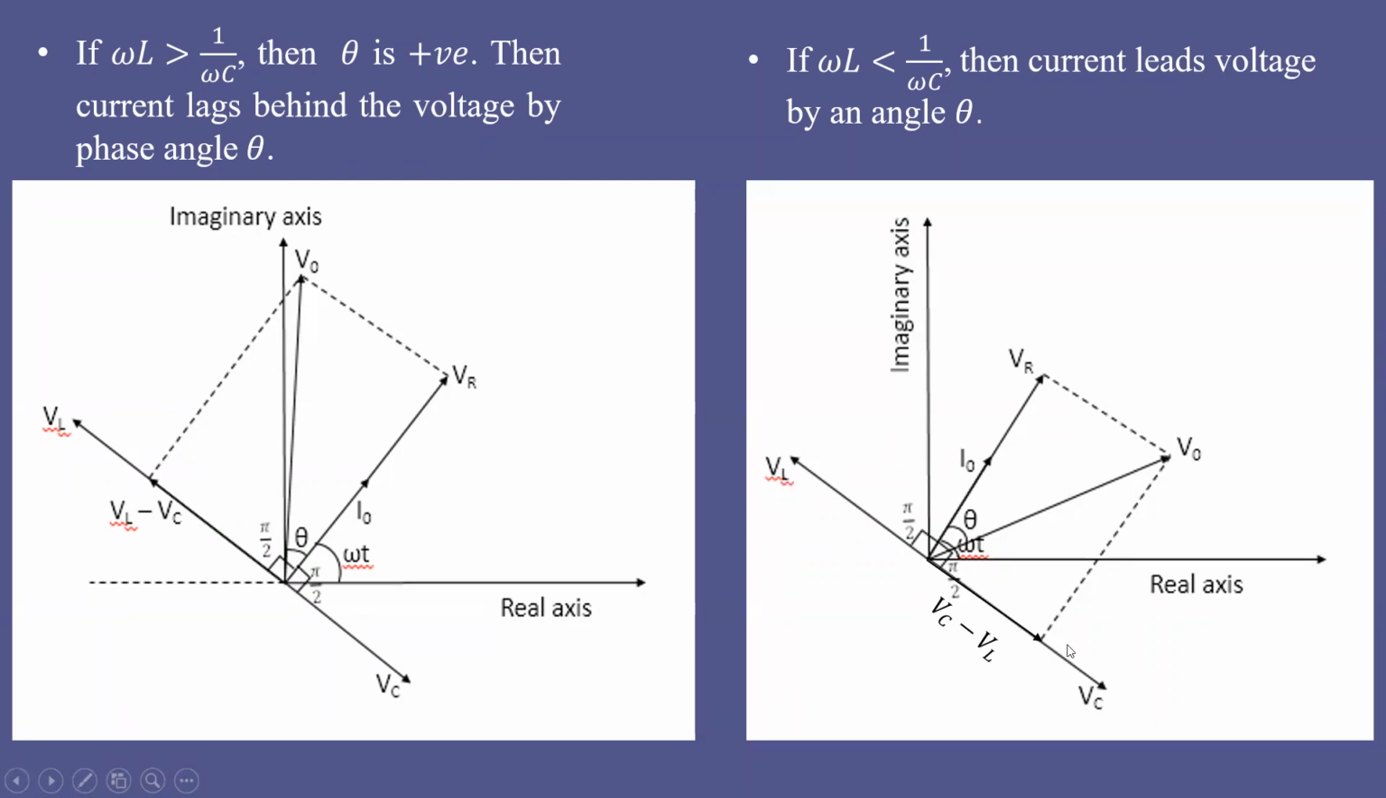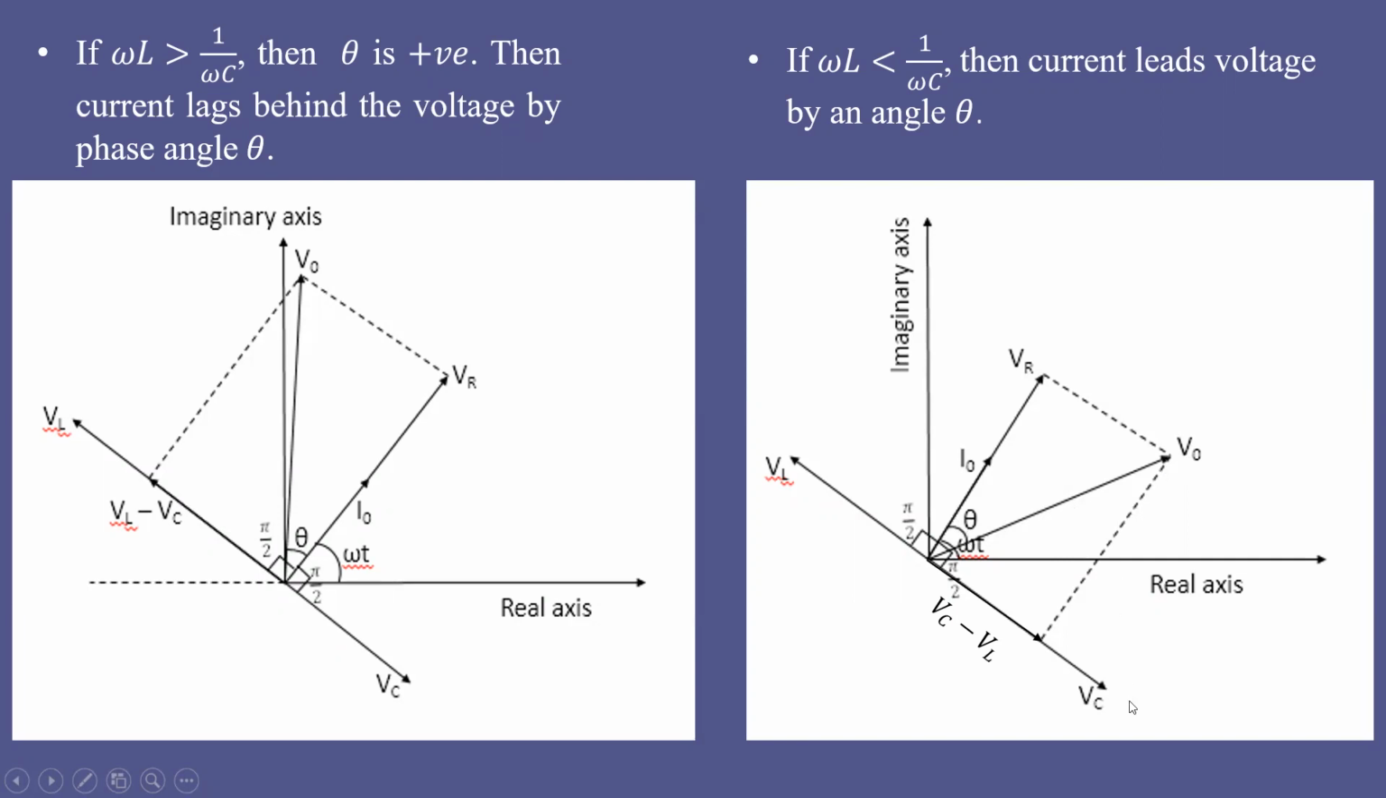And the resultant of VL and VC will be VC minus VL. That is represented along the direction of VC because VC is greater. So what is the resultant of VR and VC minus VL? You draw the parallelogram, then the diagonal of the parallelogram represents the resultant voltage. Here the voltage is lagging behind the current, because the current is in phase with VR. Voltage is lagging behind the current by angle theta. Current is leading, voltage is lagging.